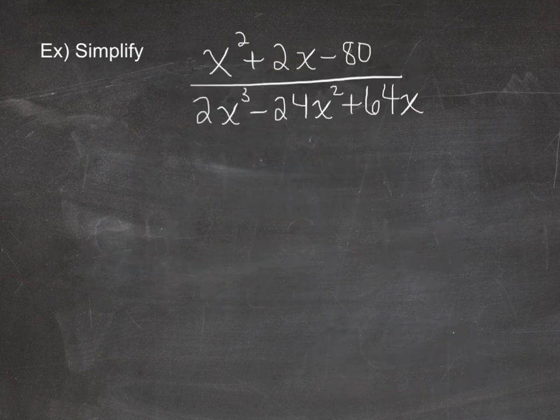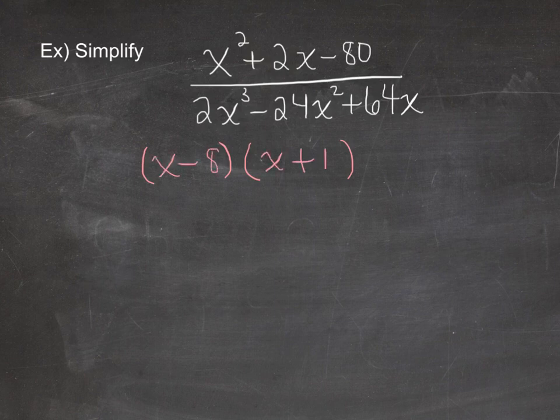Okay, so I need to factor both the numerator and denominator. So anytime you're trying to simplify rational expressions, the first thing you want to look at is factoring. So I can factor both the numerator and denominator in this case. So the top is easy to factor. I'm looking for two numbers that multiply to -80 but add to +2. So that would be +10 and -8. And again, it doesn't matter what order I put them in there.